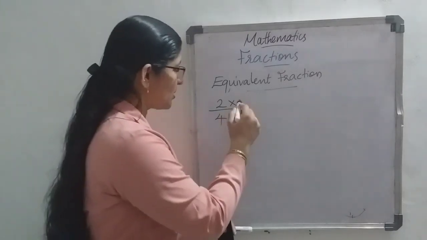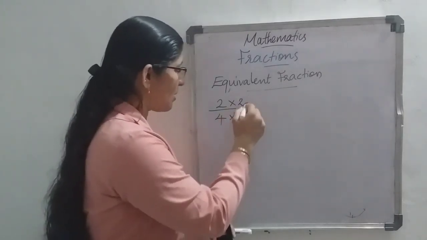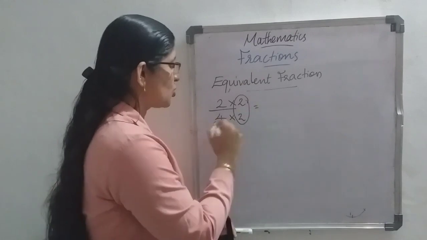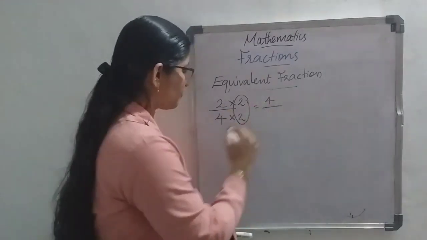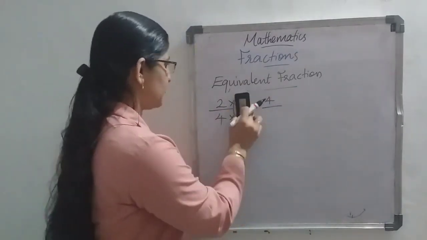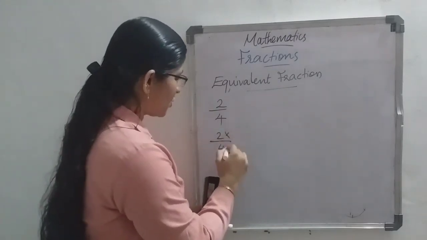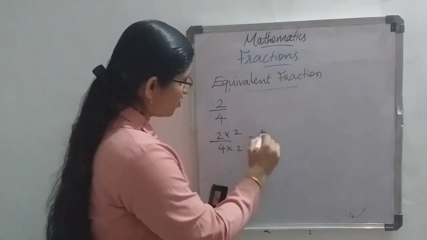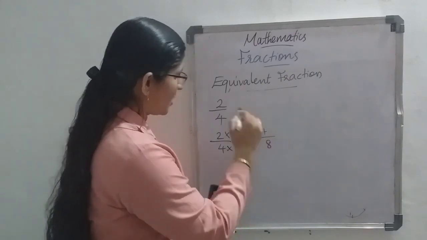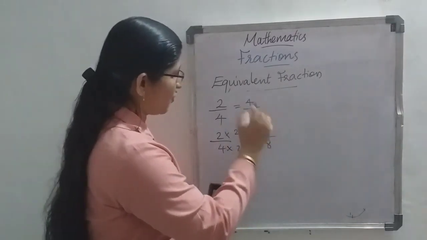So here I am going to start with 2, so that both numbers we are multiplying with 2. So the answer is 2 2s are 4, 4 2s are 8. Okay, 2 by 4. So I am multiplying these 2 numbers with 2. So 2 2s are 4 and 4 2s are 8. So first equivalent fraction is 4 by 8.